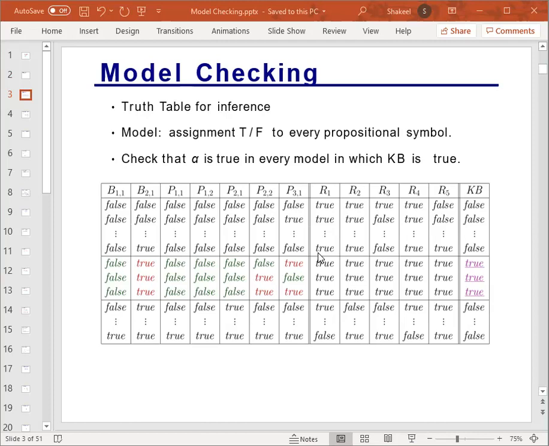Here are 3 rows, where we are going to check that whenever the knowledge base is true, P11 is false, in which case we could infer with confidence that KB entails the negation of P11. So this is not a question anymore. We know by model checking that KB entails the negation of P11. All right, so it's not the case for P22.